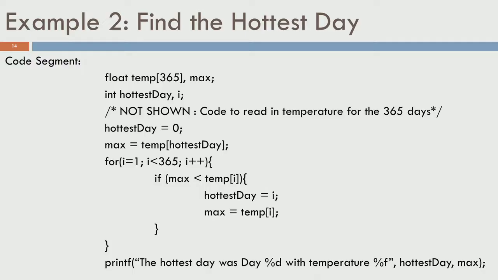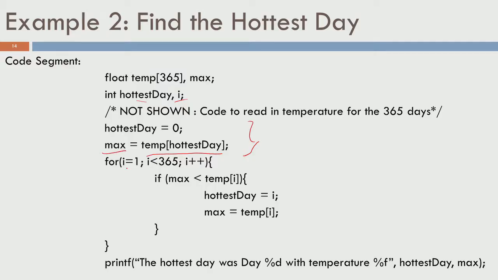So, as before, we have float temp of 365, and I have two variables, namely hottest day and i. I am going to use hottest day to find out which day is the hottest, and I am going to use i to iterate over all the locations. Initially, I assume day 0 is the hottest. Let us say this is January 1; I assume that January 1 is the hottest and it is day 0. So, temp of hottest day, which is temp of 0, goes to max.